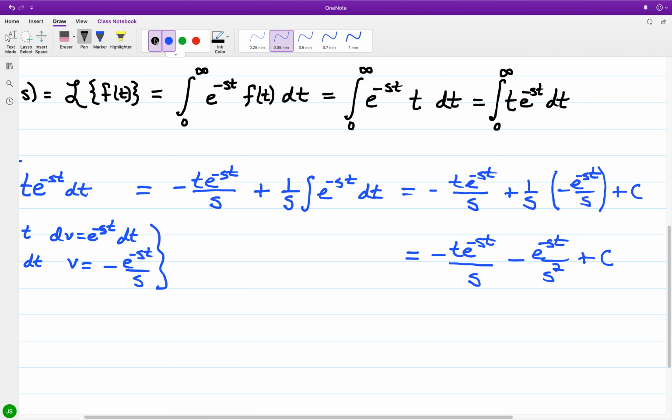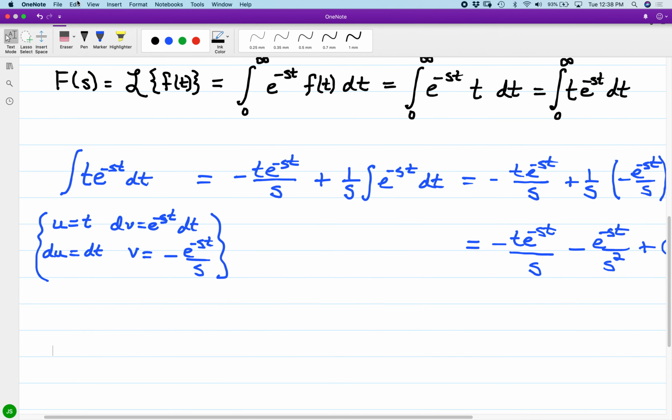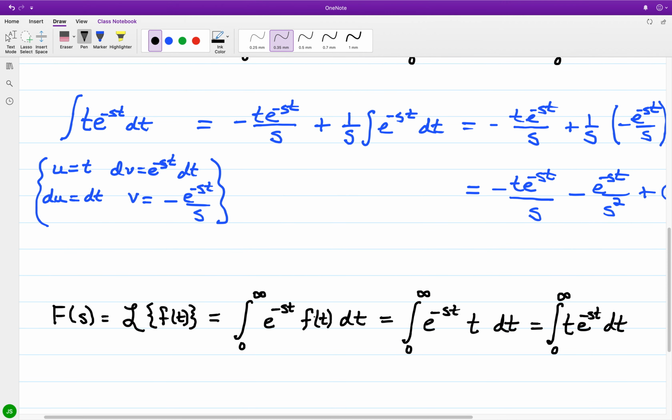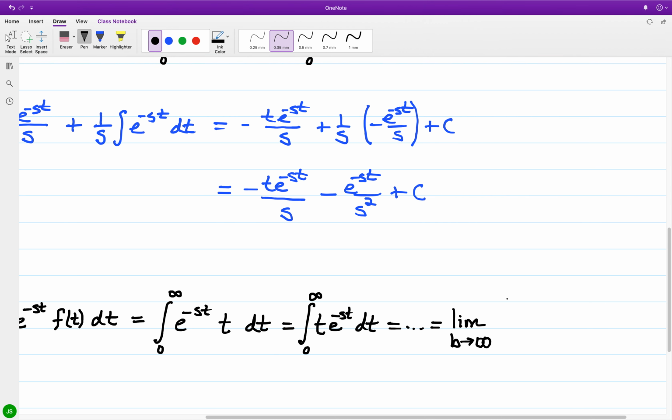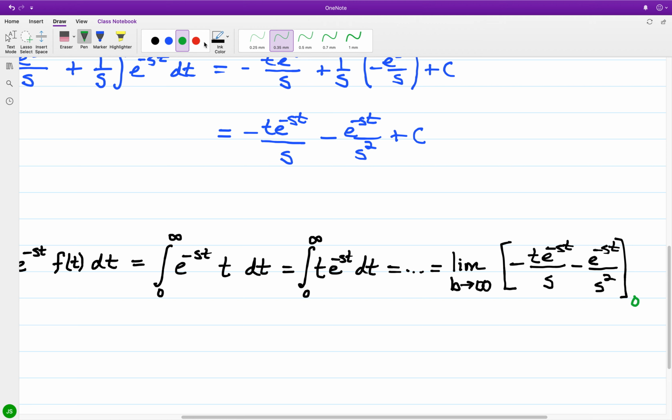So we're going to have an improper integral, and in applying limits, we have the limit as b tends to infinity of negative t times e to the negative st over s, minus e to the negative st over s squared, again as t goes from 0 to b.